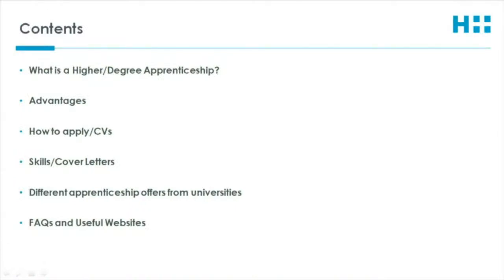So I'll just run through very briefly what I'm going to cover. So the basics of a higher and degree apprenticeship, some of the advantages that you may want to consider regarding a higher or degree apprenticeship, how to apply, and then a little activity on CVs, skills that will be important, and cover letters as well, because they will be an important part of any application for an apprenticeship. Different apprenticeship offers from universities, just go through a few examples of them, and then some frequently asked questions and useful websites just to finish as well.